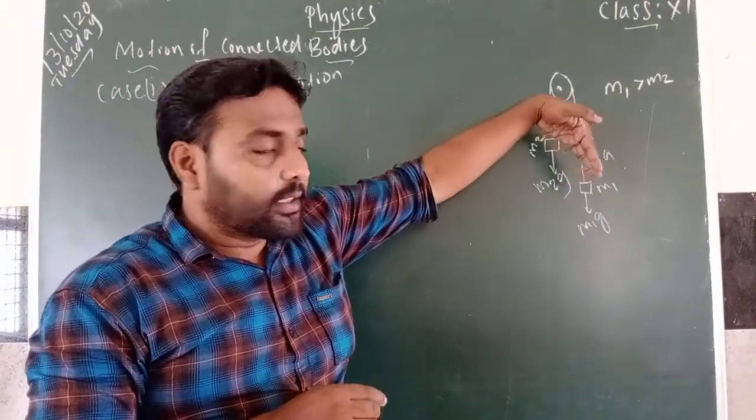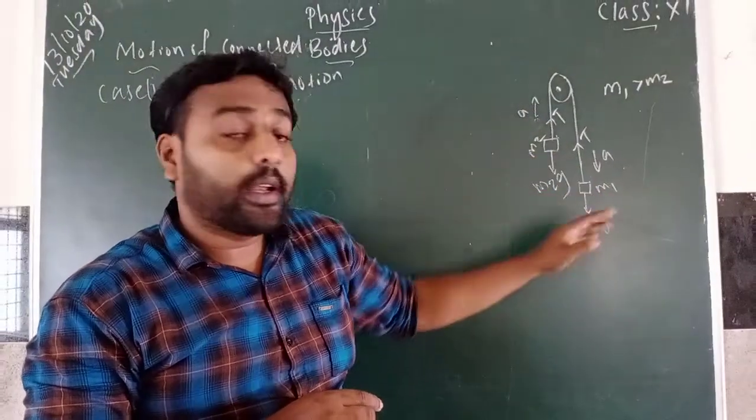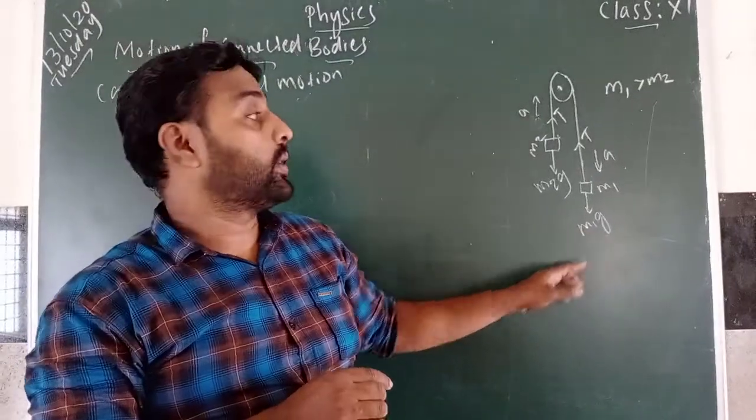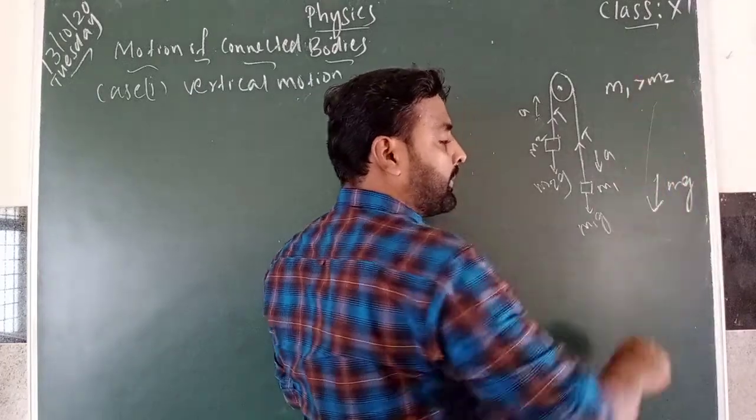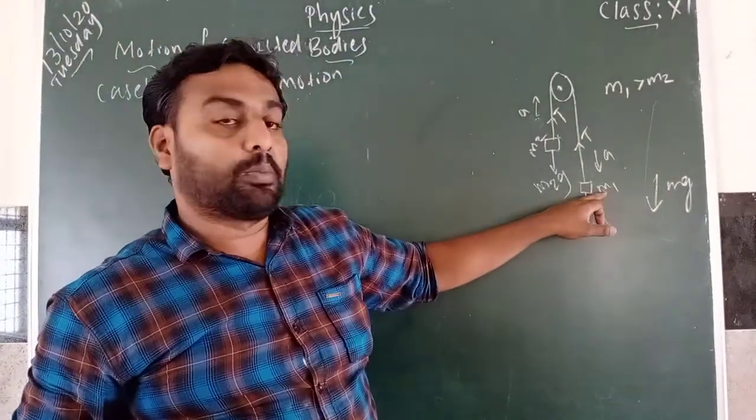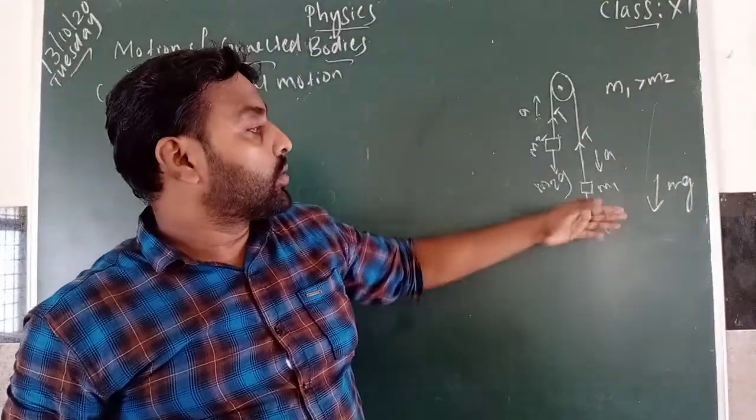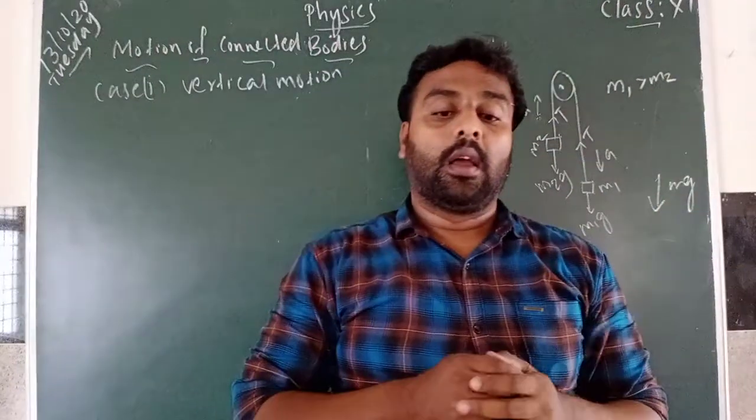Now this mass m1 is moving downward. It is due to the gravitational force mg. W equals mg. There is always a downward force mg. Here also, due to the mass, m1g is acting downward, so that this mass m2 is going in the upward direction.